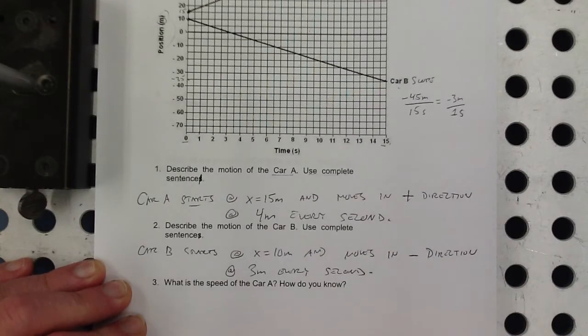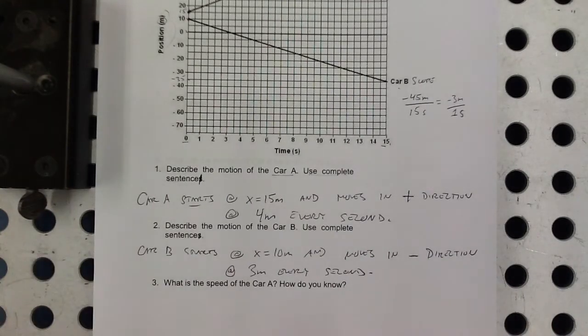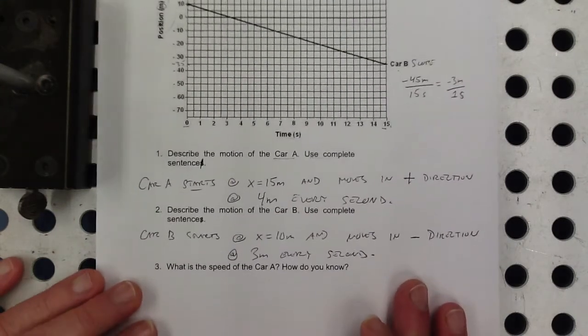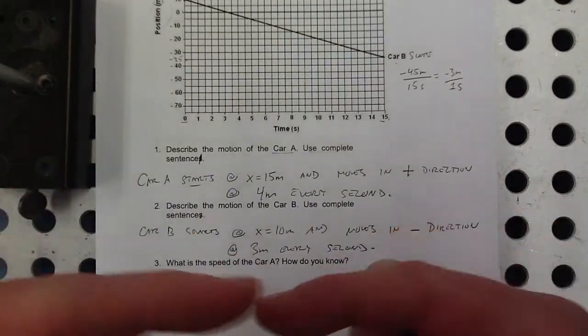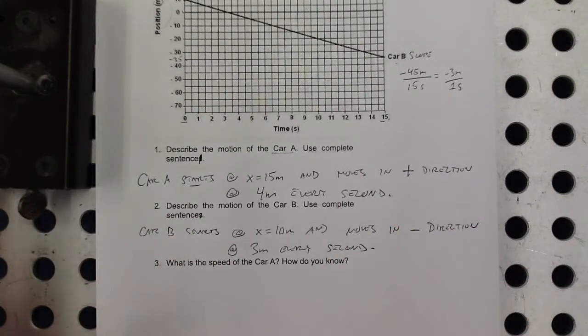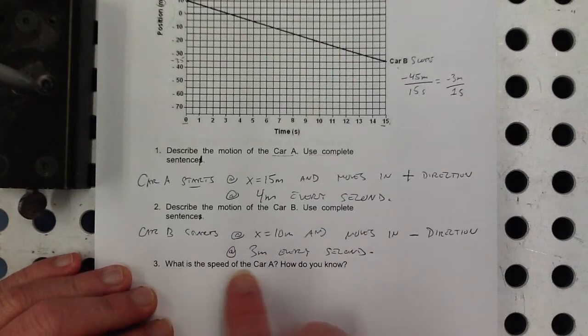It would be redundant and really kind of wrong to say that it moves in the negative direction at negative 3 meters every second. You just have to mention the direction one time. So you could say it moves at negative 3 meters every second, or you can say it moves in the negative direction at 3 meters per second. If you say it twice, then you've got two negatives canceling each other out kind of situation going on. What is the speed of car A?